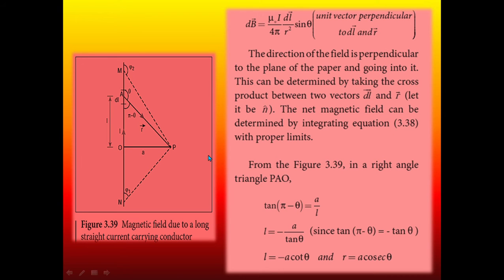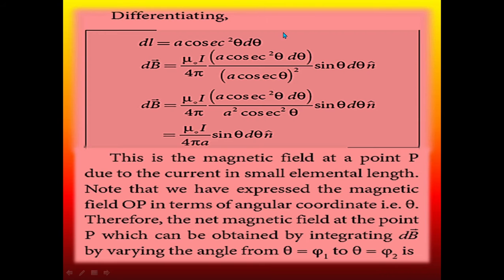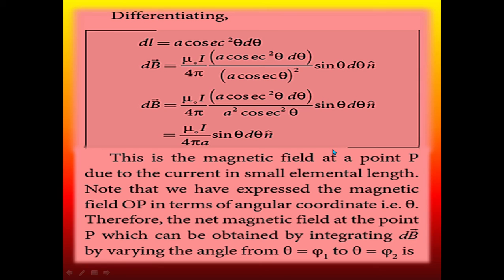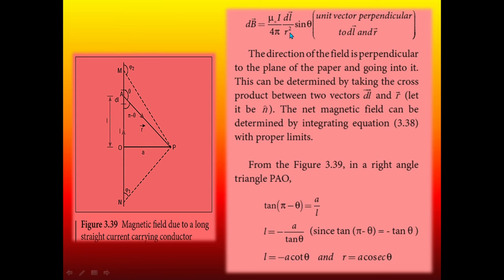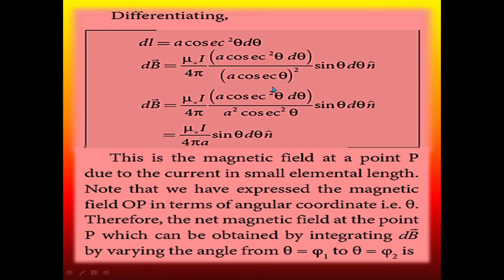How does the term r square become a cosecant theta the whole square? Because r is equal to a cosecant theta. That is why we substitute the value of r as a cosecant theta, and the same square term applies, a cosecant theta the whole power square.